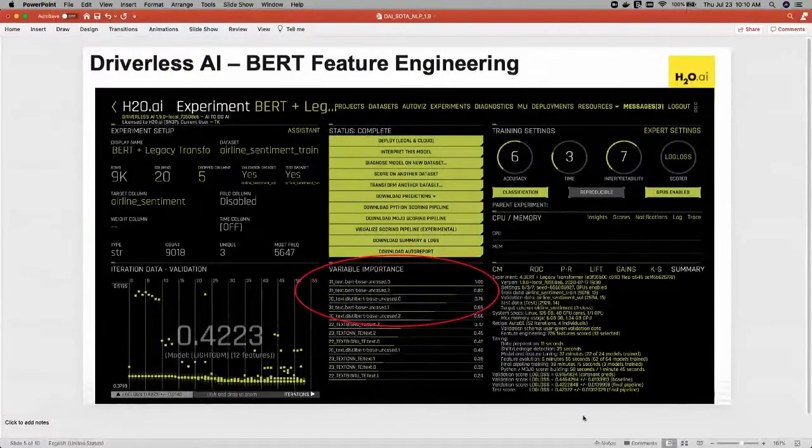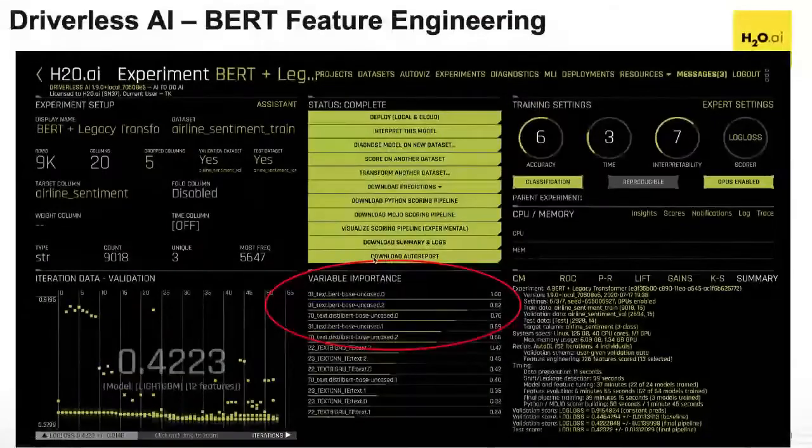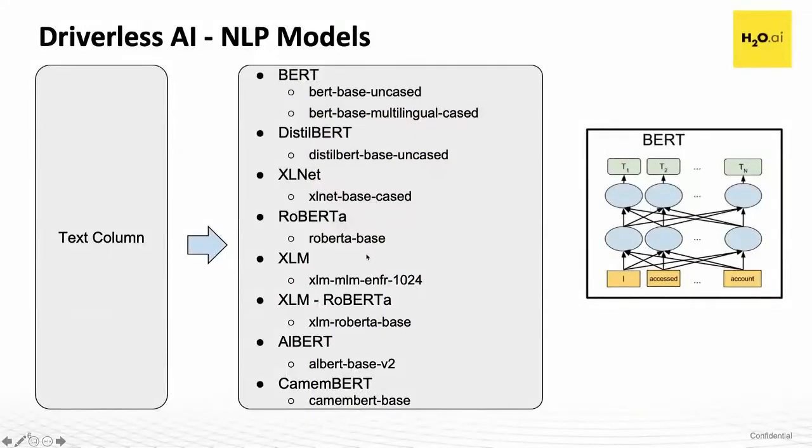Okay, so we talked about the feature engineering aspect. Let's move on to the modeling. Right out of the box with Driverless AI 1.9, you get 8 different transformer-like architectures that you can use as models. So we have BERT itself, and I mentioned before, we can use this for multiple languages.